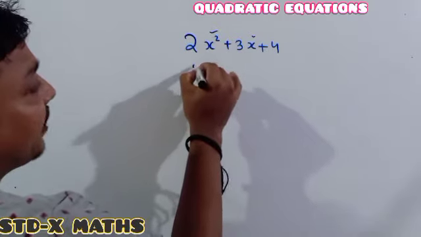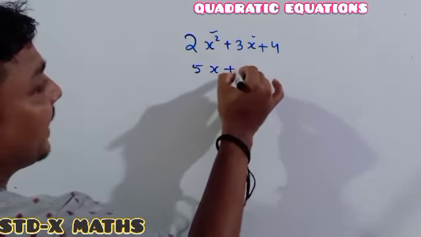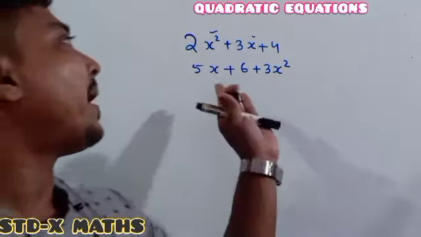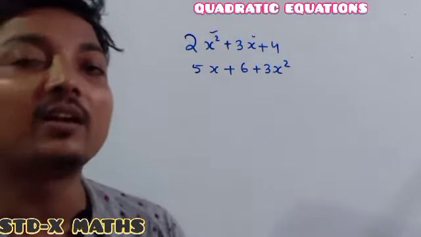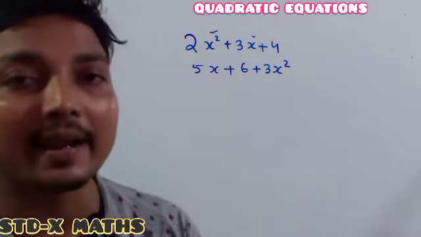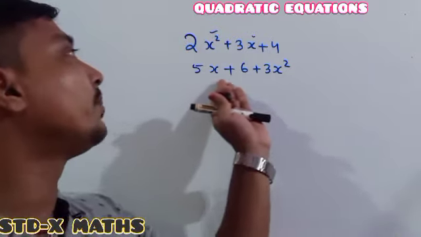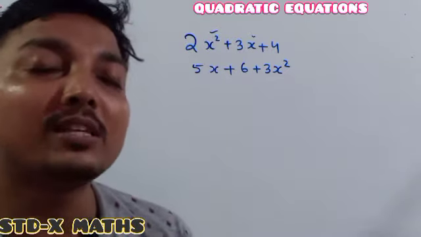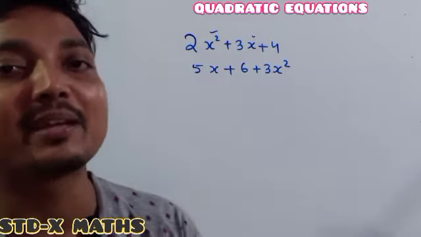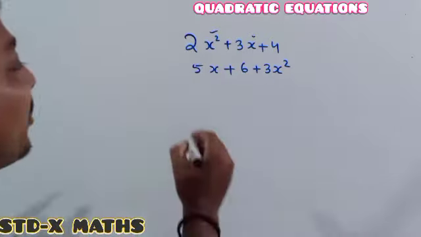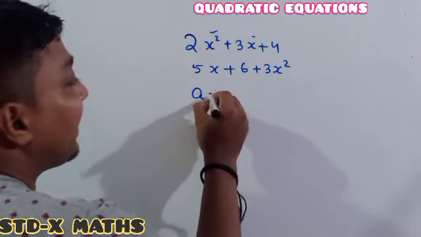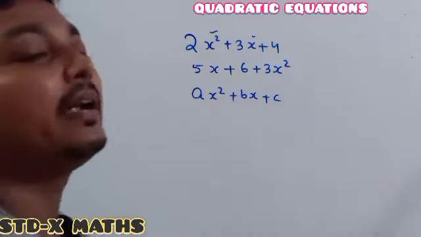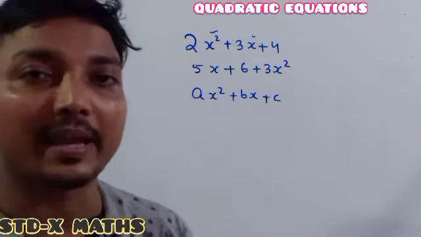Now I am giving you another example of a quadratic polynomial: 6 plus 3x square. Here the powers of the variable are not arranged in descending order, but we can still call it a quadratic polynomial, because the highest power of the variable is 2. And the standard form of the quadratic polynomial I am showing you here: ax square plus bx plus c.